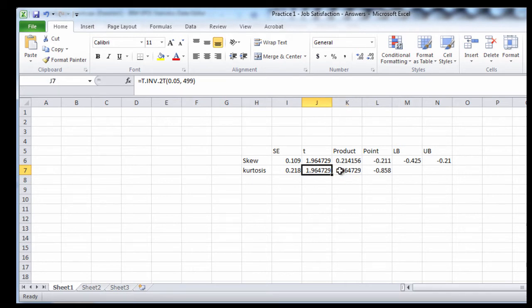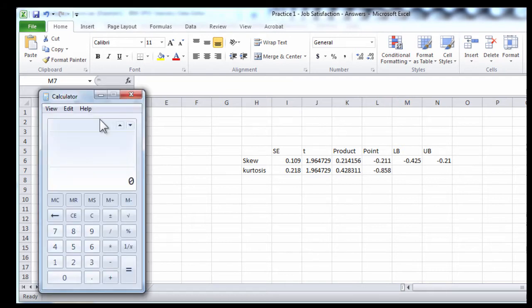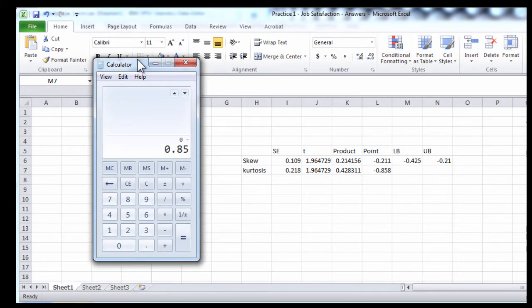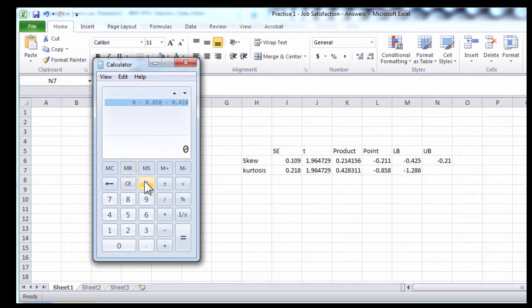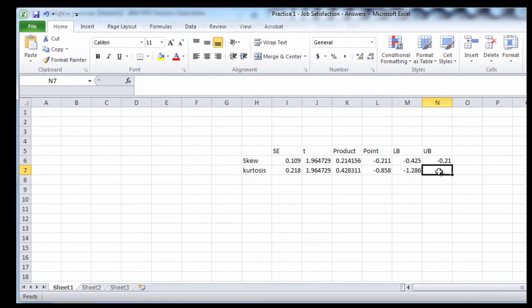And then I can go this way, because I just need to multiply the same value together. Oops, that didn't work. I should actually be going this way. So this I7 times J7 is the multiplication of that. Then we end up with our product and our point estimate, and now we just need to add and subtract. So the point estimate, negative 0.858, minus the product for the lower bound, 0.428, gives negative 1.286, and the upper bound is the point estimate, negative 0.858, plus 0.428, and that's negative 0.43.